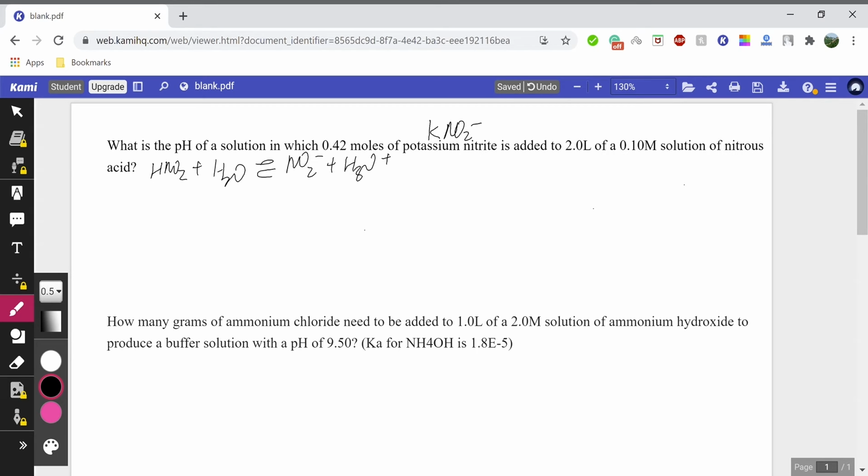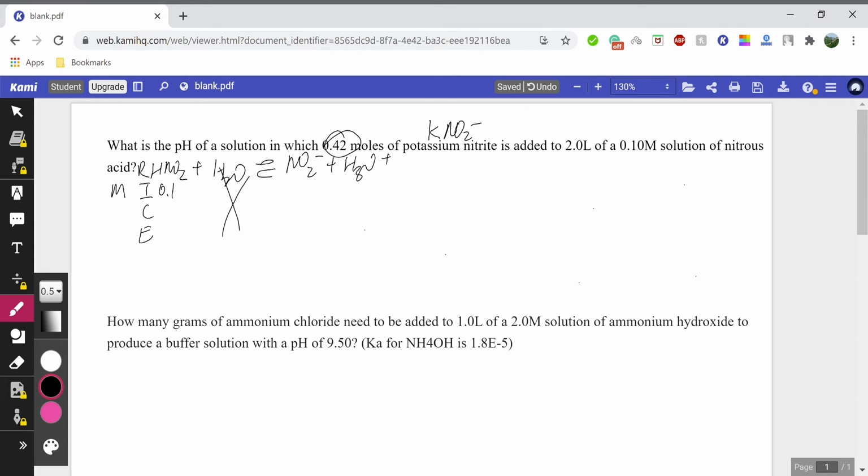And since we're not adding a new substance, we can just use a RICE chart and not an ICF chart. So HNO2, we start off with, how much did it say? 0.1 molar solution. So it's going to be 0.1 molar. Remember, in a RICE chart you use concentration, molarity. H2O we skip. NO2 minus is basically KNO2. We just have the K sitting outside being a spectator.